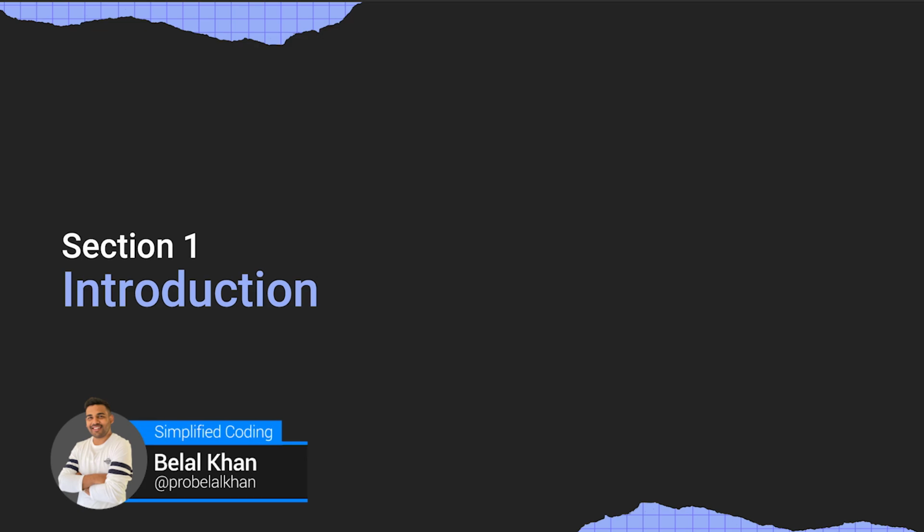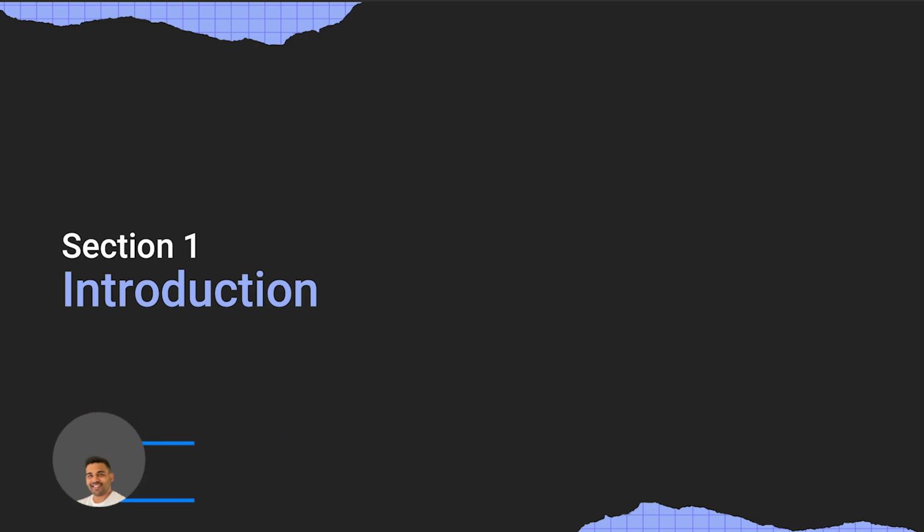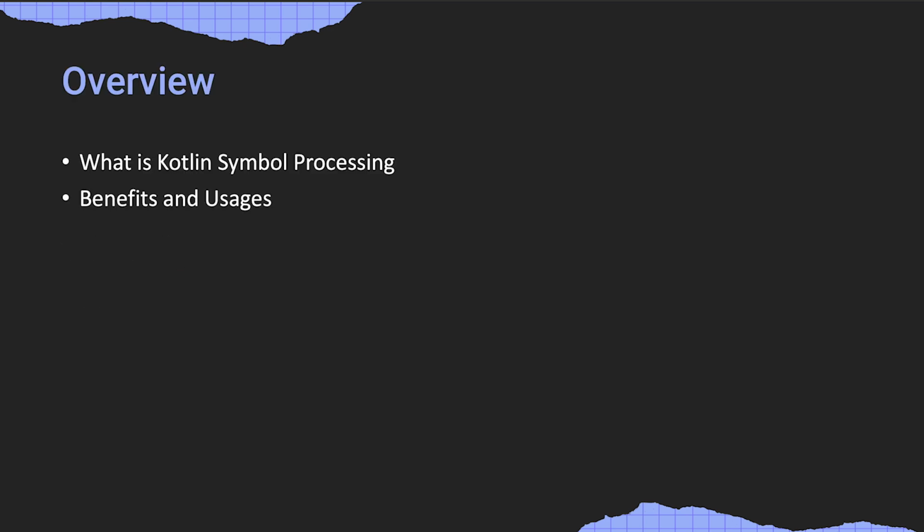In this first section of the course, I will give you a quick overview of what we will be learning in the upcoming videos. So let's get started. In this section, we will discuss what KSP or Kotlin Symbol Processing is and explore its uses and benefits. You might already be using some of its features without realizing it.